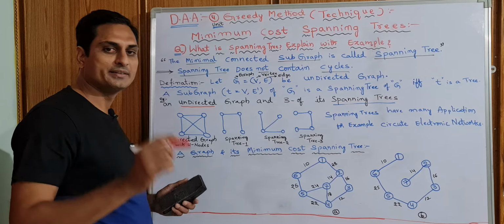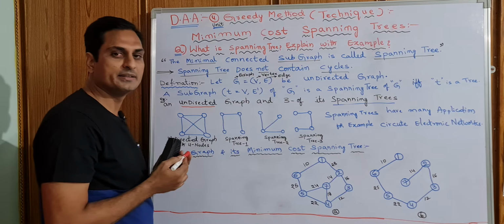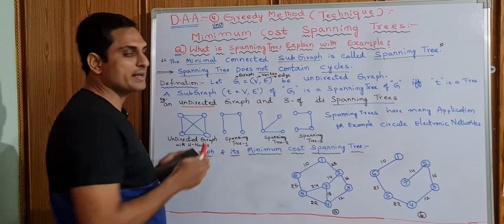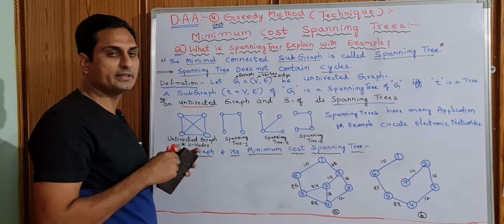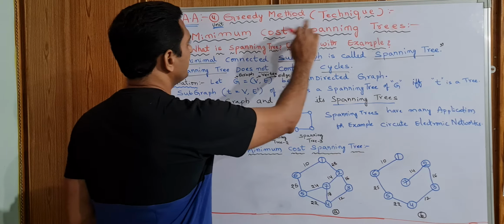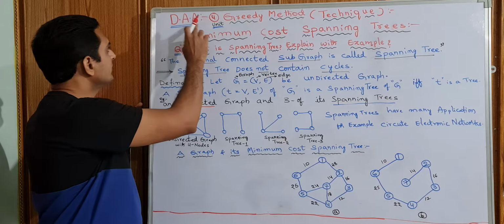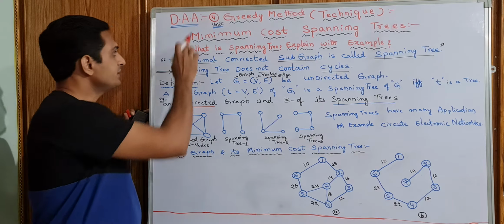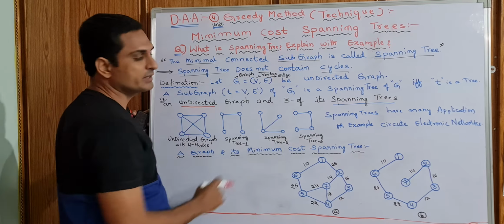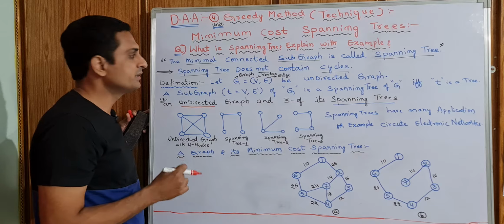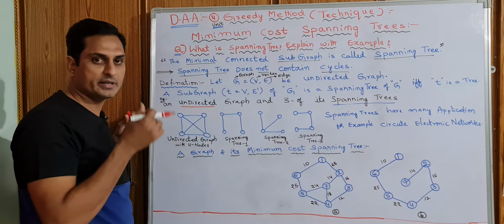Hi everybody. Today we are going to discuss minimum cost spanning tree. Minimum cost spanning tree is a topic in the greedy method, or greedy technology, one of the methods in the DAA subject, Design and Analysis of Algorithms. We have the fourth unit, greedy method. In that, minimum cost spanning tree is one of the important topics.